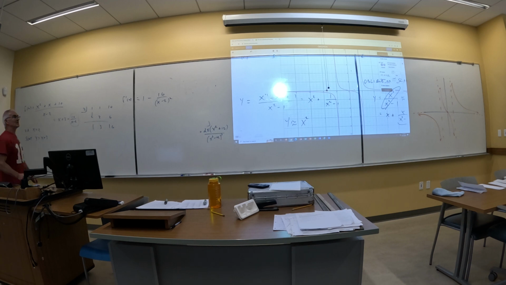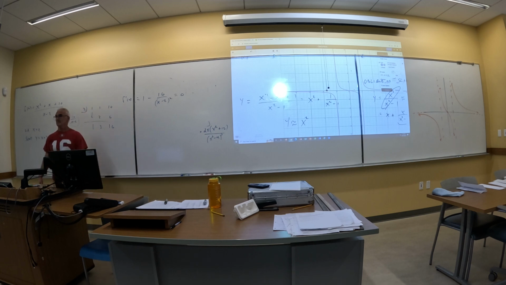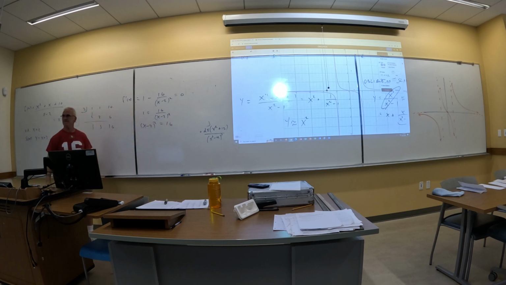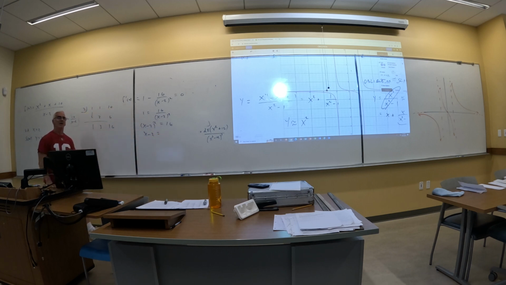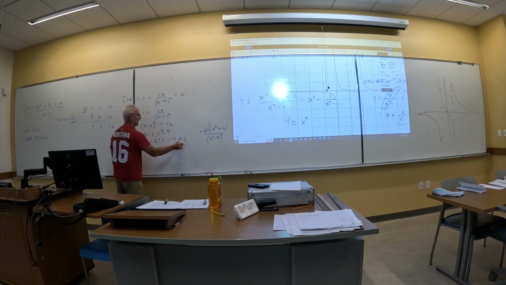Okay? What do I want to do with this? I want to set it equal to 0. Well, if that's true, then doesn't that mean that 1 equals 16 over (x minus 2) squared? And doesn't that mean that (x minus 2) squared equals 16? So doesn't that mean that x minus 2 equals plus or minus 4? So therefore x equals 2 plus or minus 4, which is what? Negative 2 or positive 6.